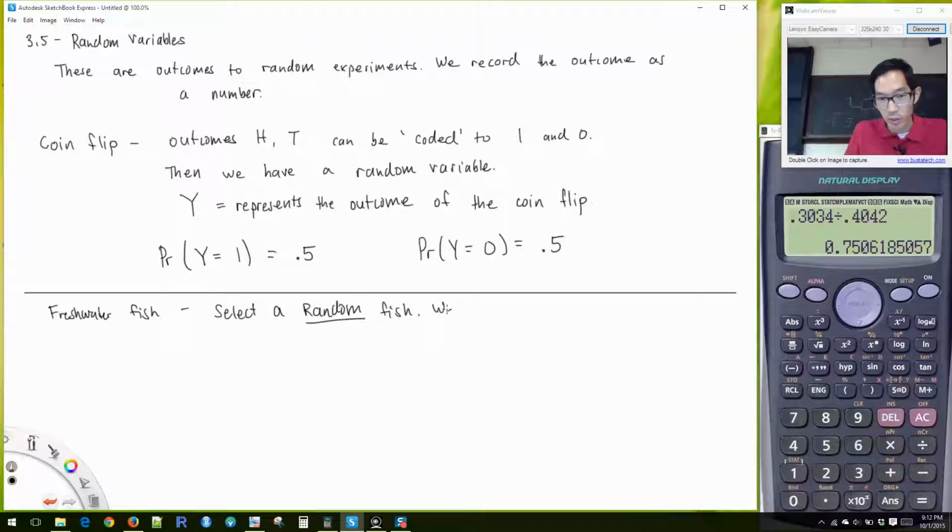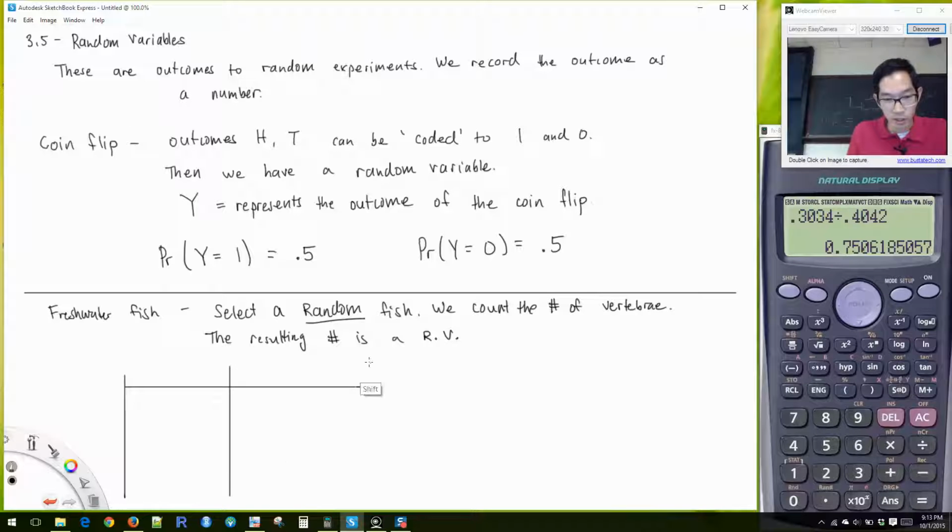Okay? We count the number of vertebrae in the fish. So the resulting number is a random variable, and I'm going to just abbreviate that RV. And we have a little table telling us how common certain numbers are.